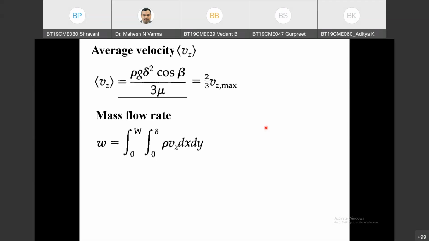Divide by volume. No, sir. So how to get mass flow rate? Dimensionally it is kg per second. So how to get that? Now I have the velocity profile equation.